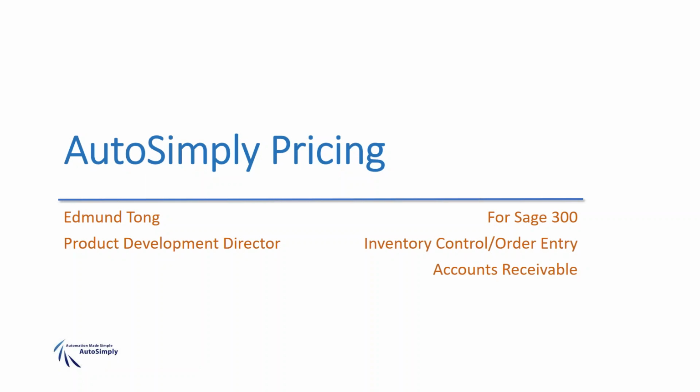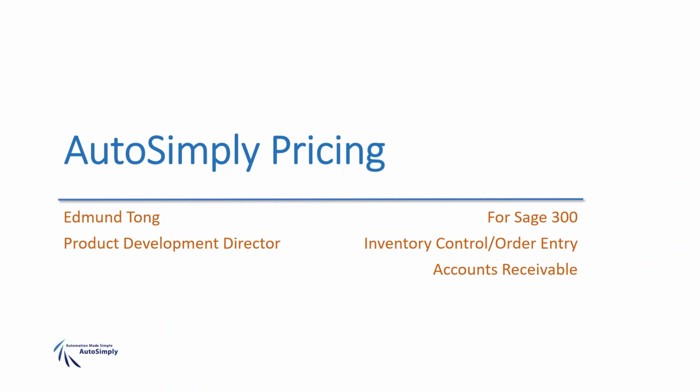As Robert mentioned, it is a product that allows customers to streamline their pricing and price list management in Sage 300. First of all, I just want to point out that for this particular product, there are two different modules. One module is for order entry and inventory control, and the other module is for accounts receivable only. So it can work with accounts receivable alone, with a GL, of course.